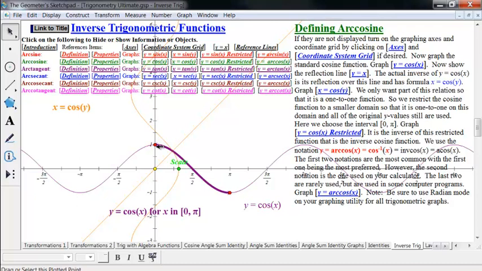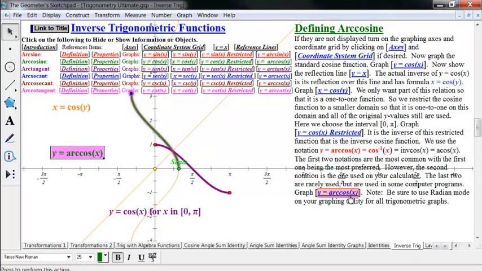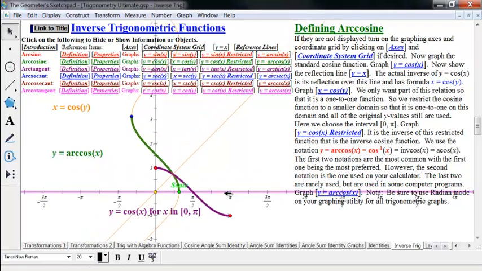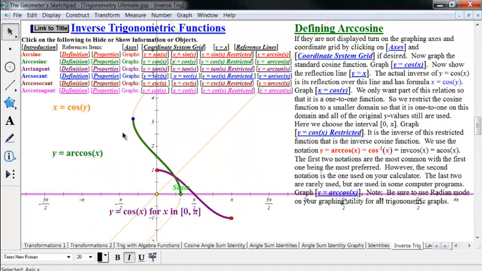And so this is the cosine of x. It's that function, but it is restricted to this interval from 0 to pi. So we basically erase the rest of the cosine of x. And when we take that and reflect it over the line y equals x, that gives us the Arccosine, or inverse cosine function. Notice it is a piece of the more general relation, I should say, of x equals cosine y, which is not a function.